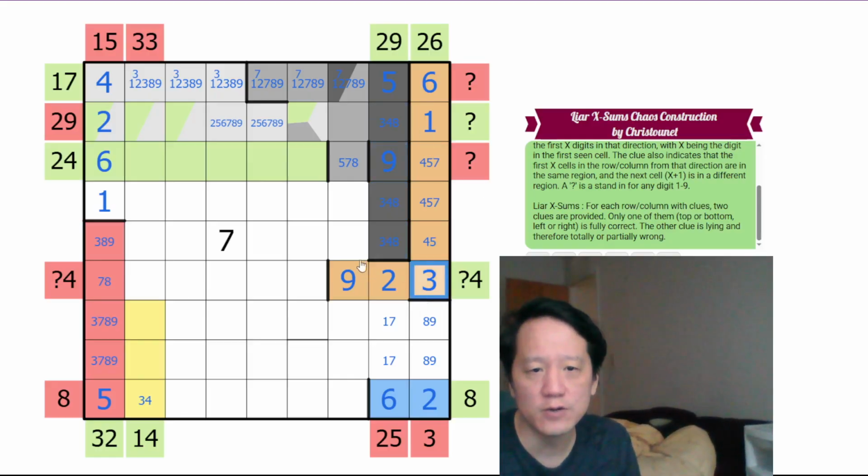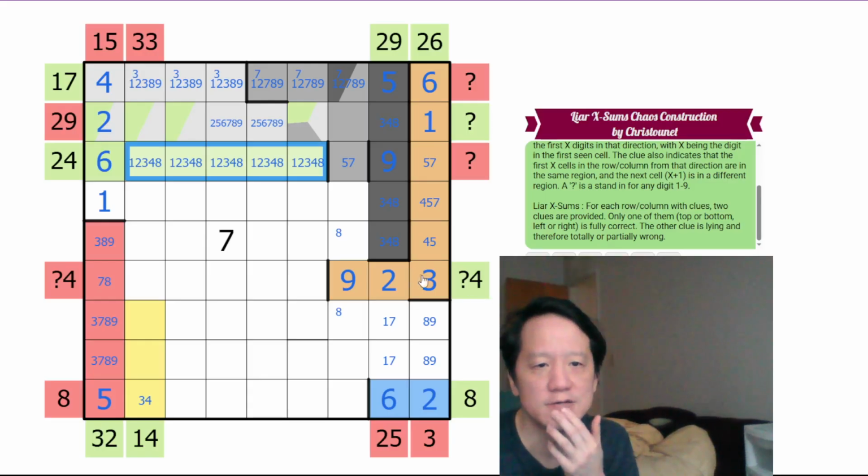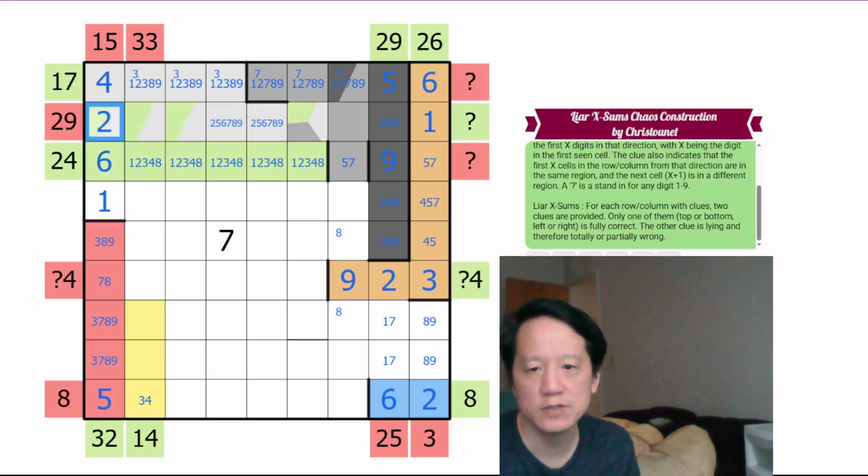So no 9 here. We have to have 8 as one of these two, because it stops after the 3. So one of these is 8, which means this can't be 8, which means this can't be 4. This is 5, 7, 9 as a triplet. It adds up to 21, which makes this 1, 2, 3, 4, and 8. So 2 cannot be part of this green region, which means that's light. So this cannot have 2 here. No 2 here.